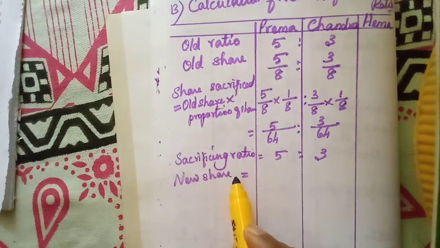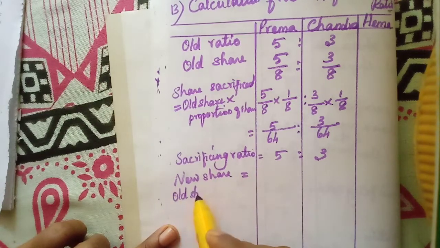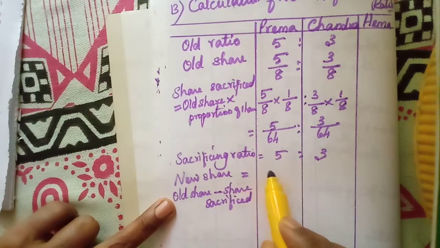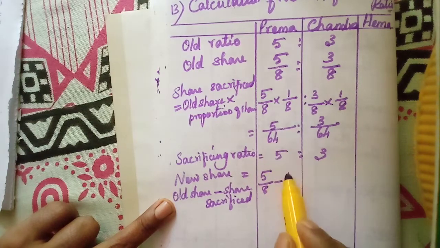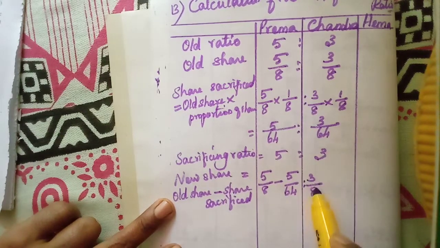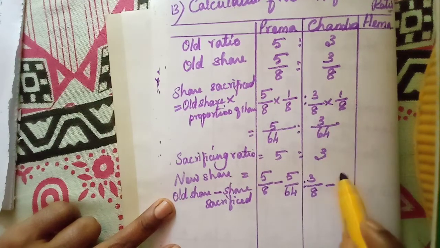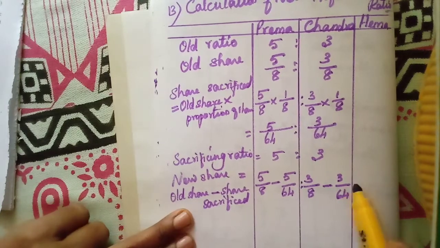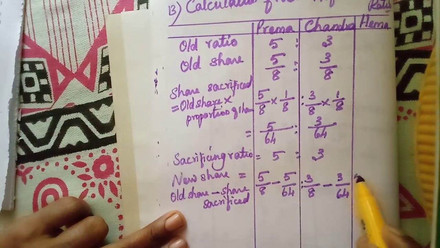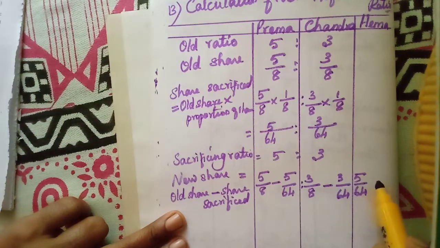Okay, now we need to calculate the new share. New share, how will we calculate? Old share minus share sacrificed, that we calculated, isn't it? New share is equal to, what is the old share of Prema? 5/8 minus share sacrificed 5 by 64. Here what is the old share? 3 by 8 minus share sacrificed 3 by 64. Here we need to calculate the share sacrificed by Prema and Chandra for Hema. So 5 by 64 plus 3 by 64.